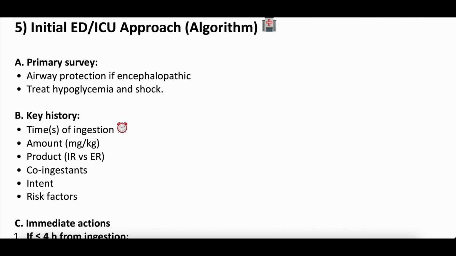So what is the initial ED and ICU approach, the initial management algorithm? Well, like anything with sick patients, primary survey. Make sure they're protecting their airway. Treat for hypoglycemia. Treat for shock. So this is aggressive supportive care like we do for all of our critically ill patients, trying to address the things that are going to kill the patient first.